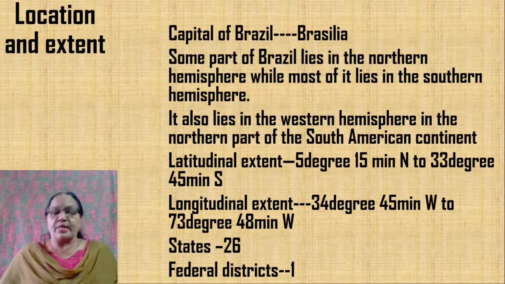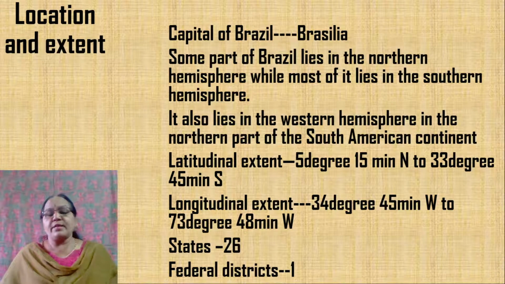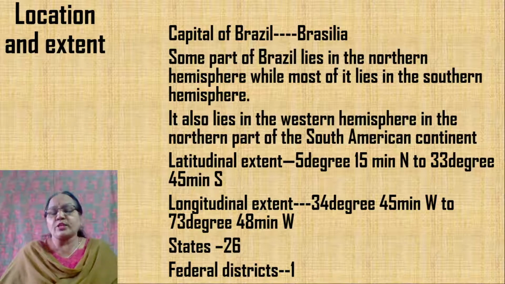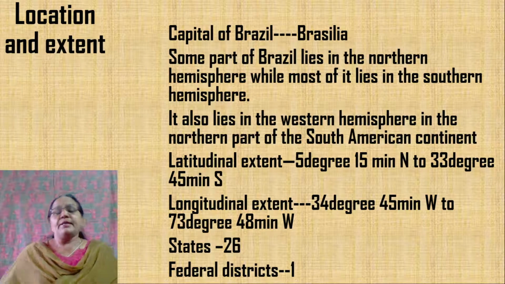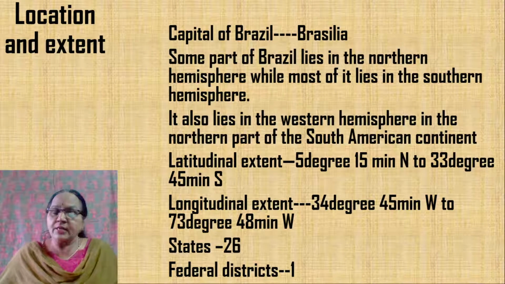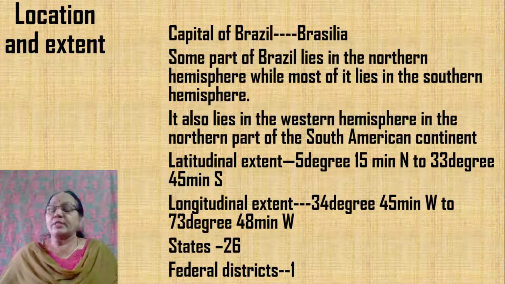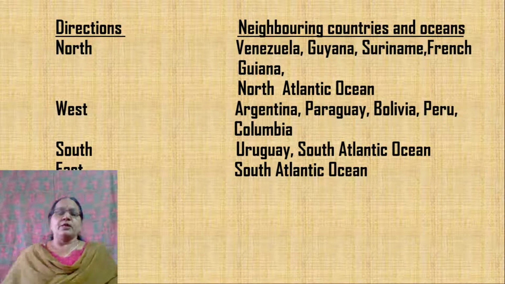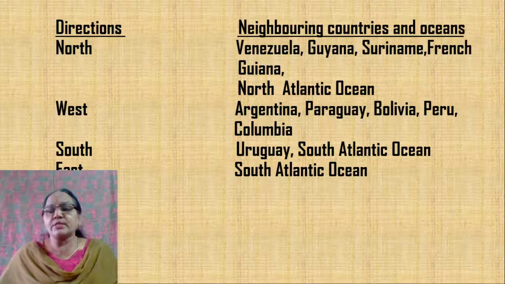Let's come to the latitude and extent. Its latitude extent is 5 degrees 15 minutes north to 33 degrees 45 minutes south, and longitude extent is 34 degrees 45 minutes west to 73 degrees 48 minutes west. The number of states in Brazil is 26, and there is one federal district, that of Brasilia.